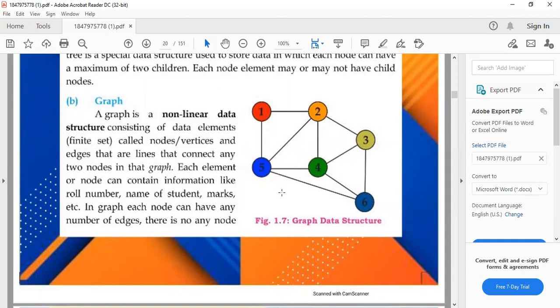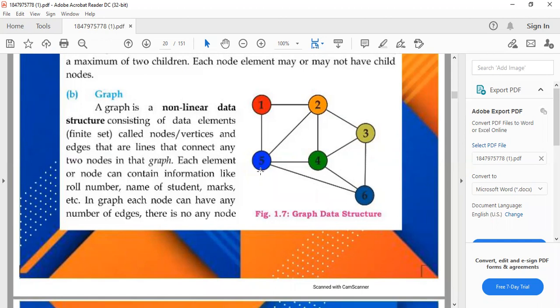Each element or node can contain information. You can have your roll number, the marks, the name of a student, what subject he or she is taught, the number of students present, the name of any student, and the name of teachers also.